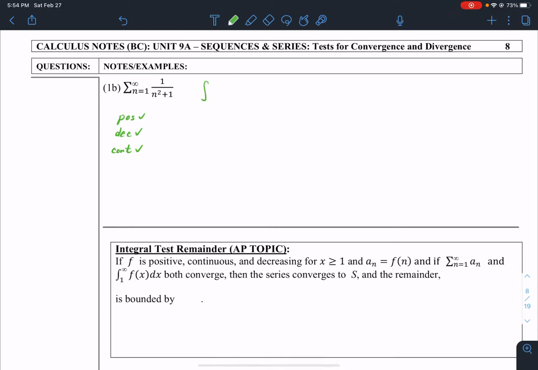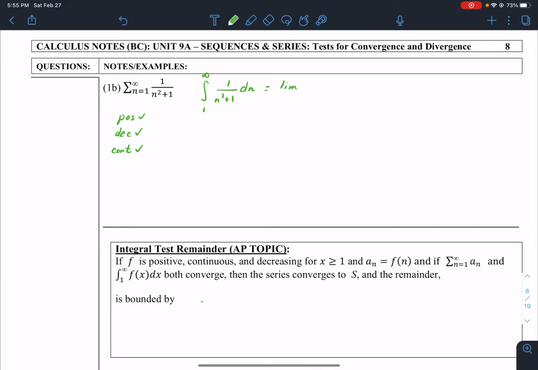So I'm going to set this up as the integral from 1 to infinity. Now, the reason I'm using 1 is because I'm starting here at 1, correct? So make sure that you pay attention to what your index is starting at. And then I'm integrating 1 over n squared plus 1. This looks very similar to example 1a, but on top I don't have an n. So this is going to be a completely different strategy or diagnosis when it comes to integrating.